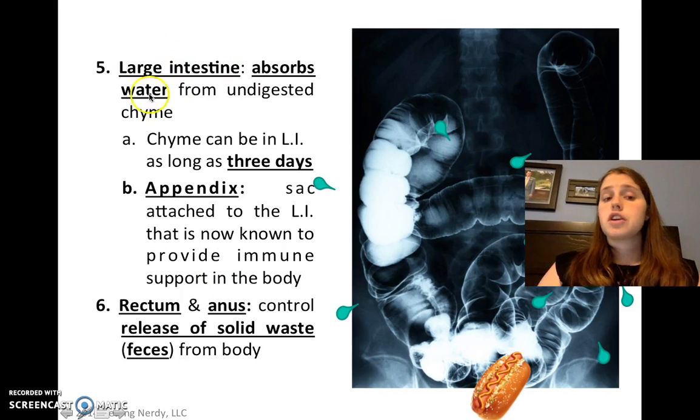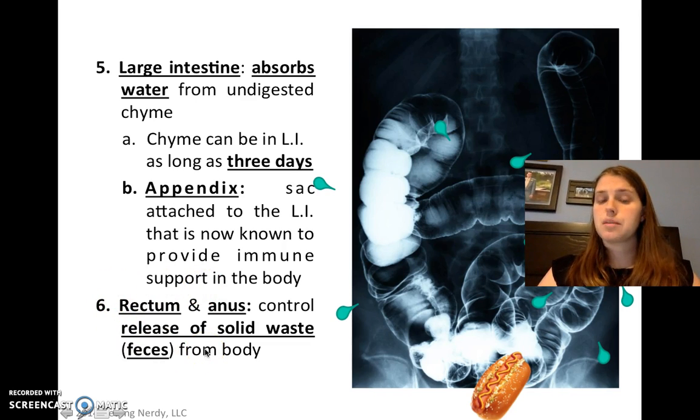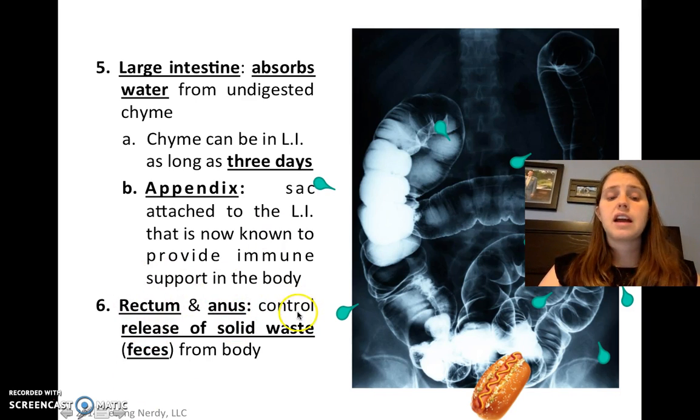After we leave the large intestine, we go to the rectum and then the anus, and this is the control center of when we release solid waste, or feces, from the body. These are the last couple of organs that actually have food pass through them during the process of digestion. So rectum first and then the anus, and that again controls the release of solid waste.